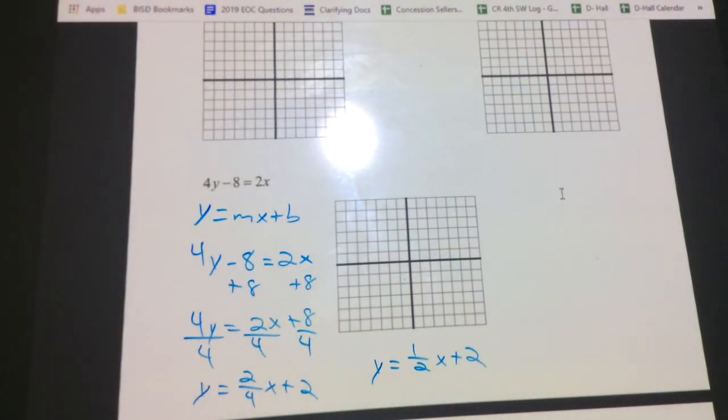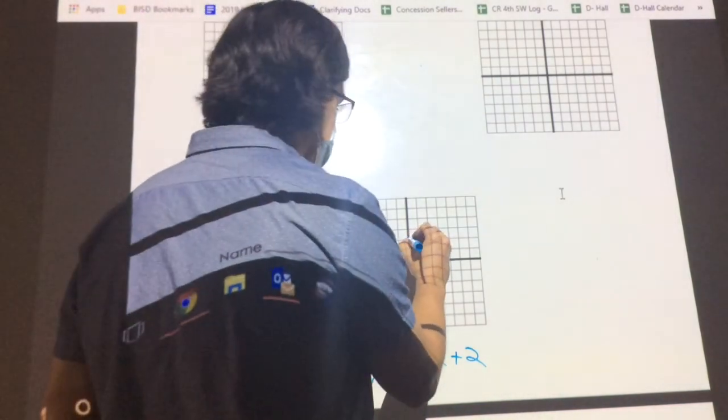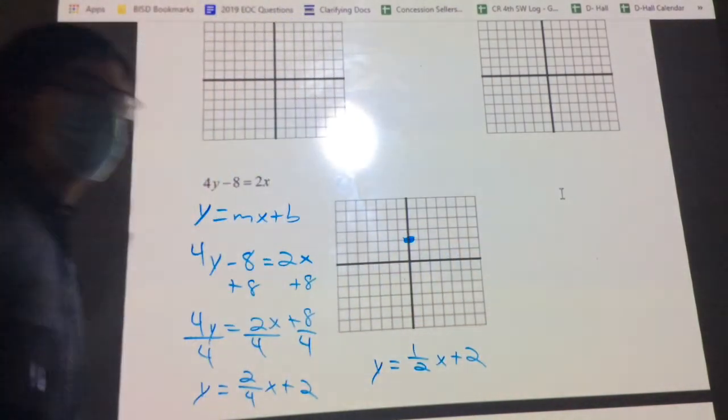Are we okay with that? Sure. Let me ask you this. Can I graph that? Yes. Okay. Where's my y-intercept going to be, Stone? It's gonna be 0, 2. Yeah, perfect. Thank you for saying that correctly. I appreciate that. Everybody good with that?